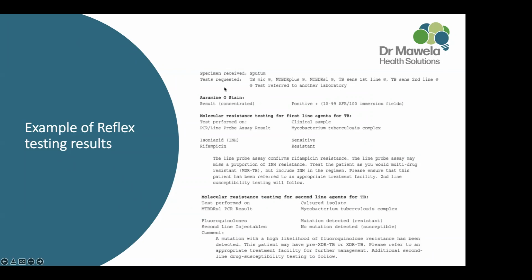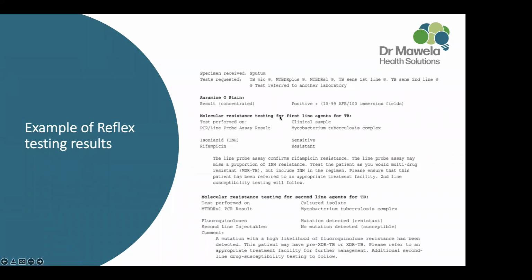You can see here, this is a TB reflex, right? They did the smear, which is 1+ positive. Now we're looking at LPA. This is not Gene Expert. Gene Expert is already done. We know that it's resistant, but the LPA now says INH is sensitive, rifampicin is resistant. So it's confirming your Gene Expert results, right?